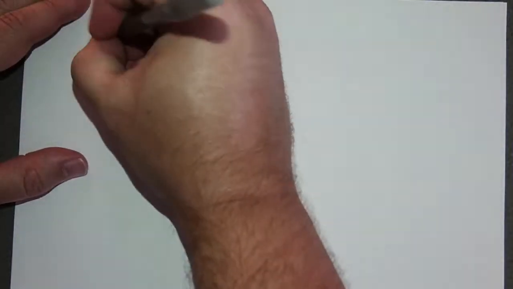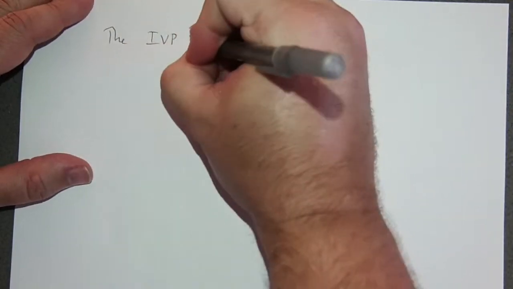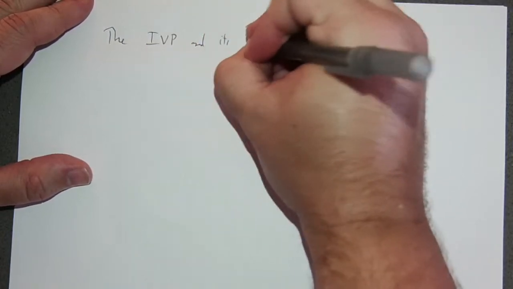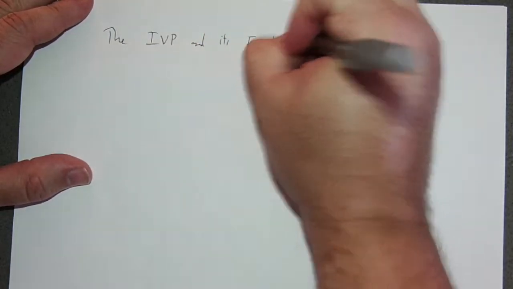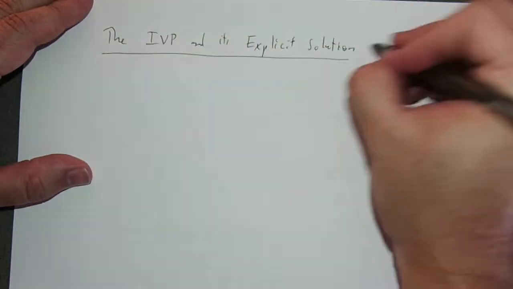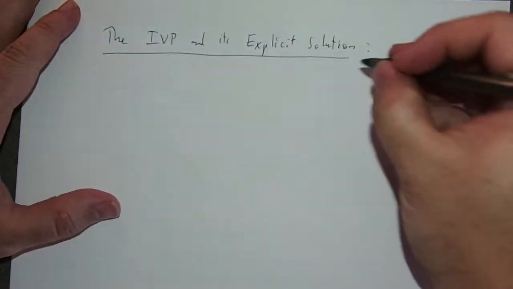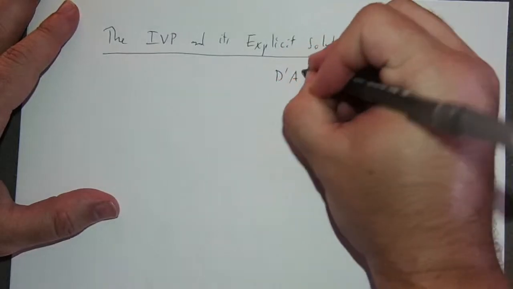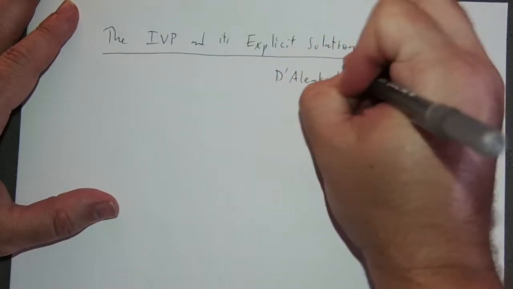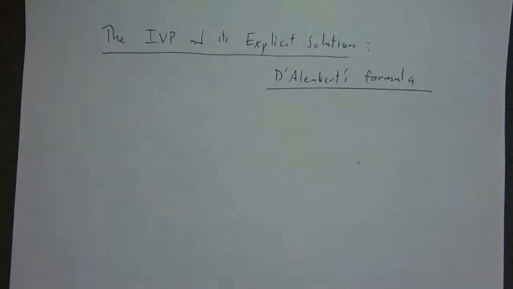So the IVP and its explicit solution. This explicit solution to this IVP is known as D'Alembert's formula. So I told you you'd hear that name again. So D'Alembert's formula is what this is.